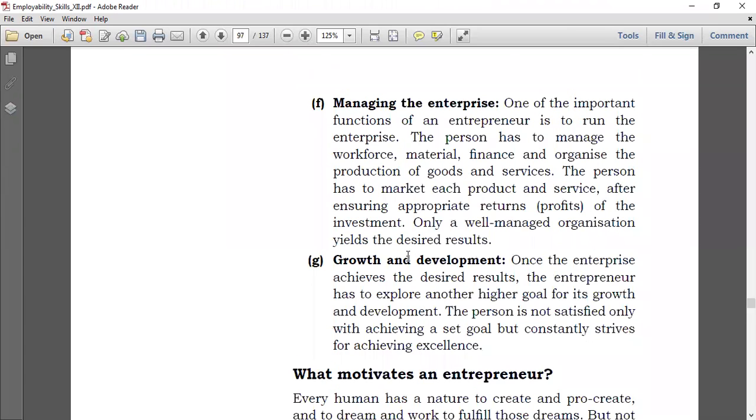Then is managing entrepreneurs. Once you start it, you have to manage it effectively, right? The person has to manage the workforce, because if you have, let's say, people working under you, you should know how to manage them. You have to give them proper assistance, right?